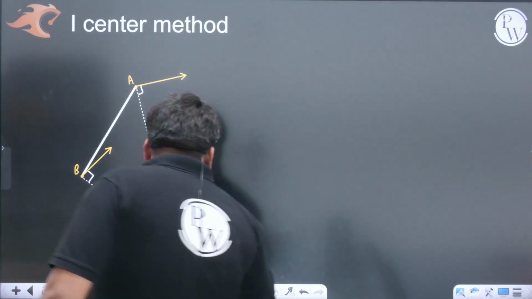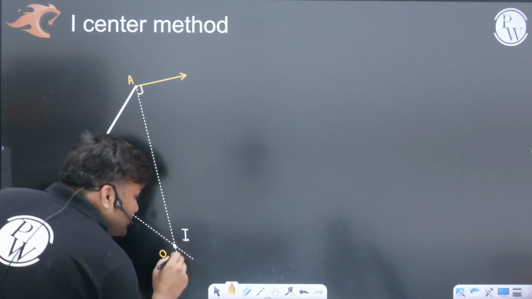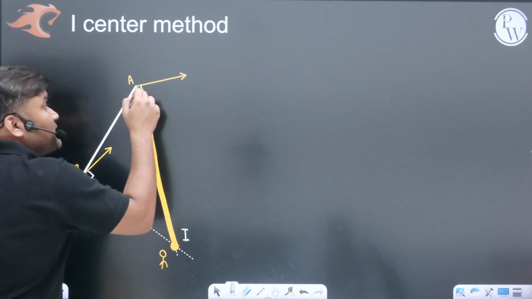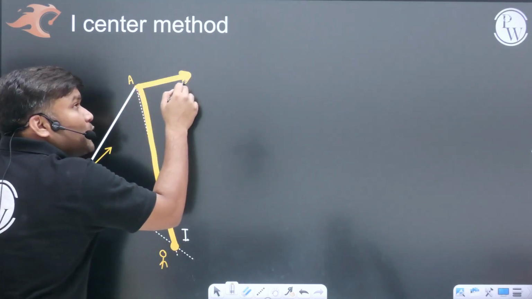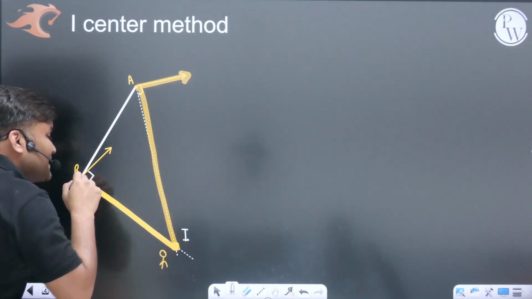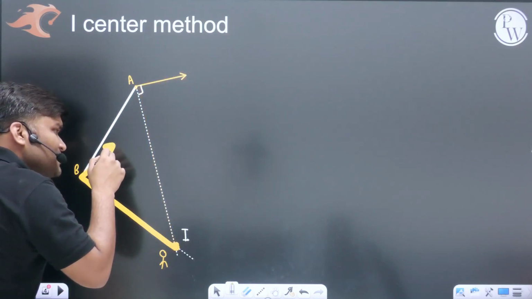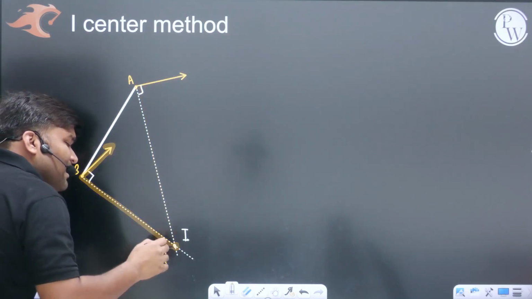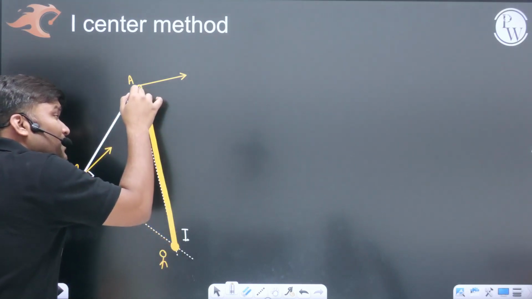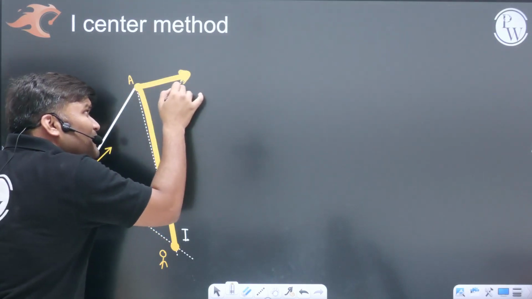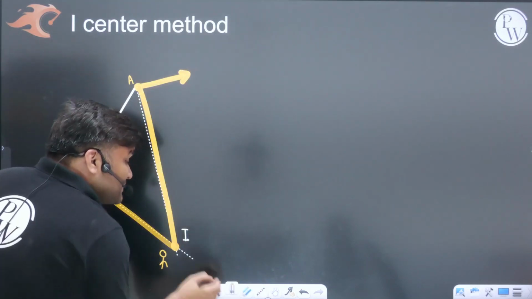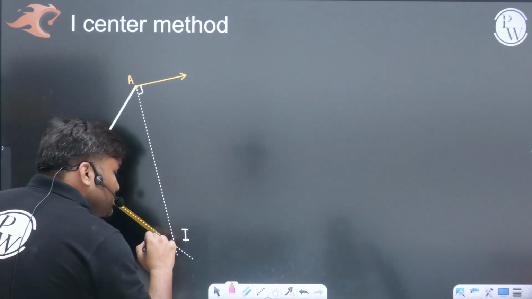If you are sitting somewhere here at this particular location, from this point you will see that point A's velocity is perpendicular to the line of sight. From the same point, point B's velocity is also seen in the direction perpendicular to the line of sight. From this point, whenever I am looking at this link, the points' velocities are perpendicular to the line of sight. That means I am getting a rotation feel. This link is going to have a rotation with some angular velocity omega.